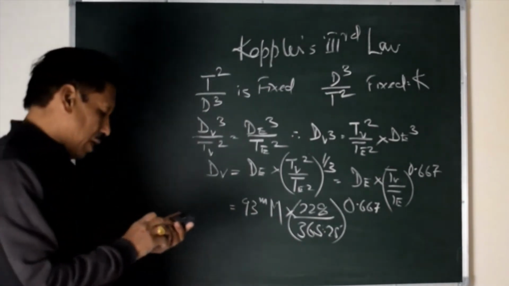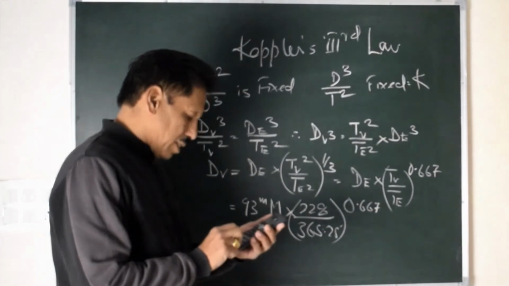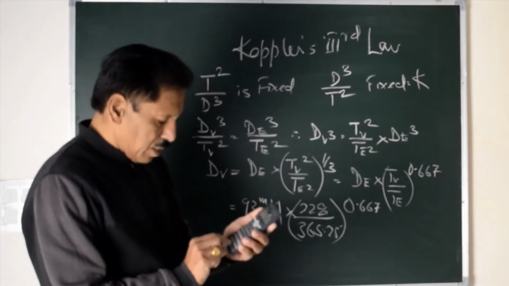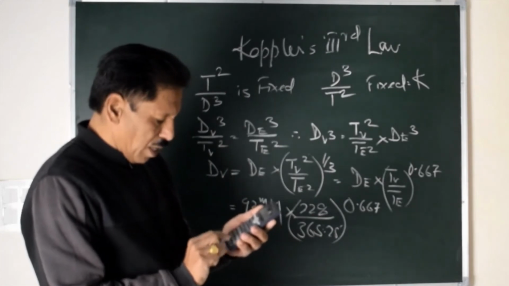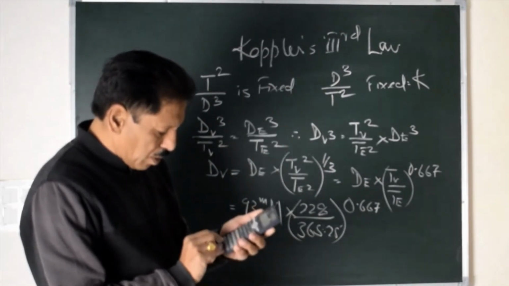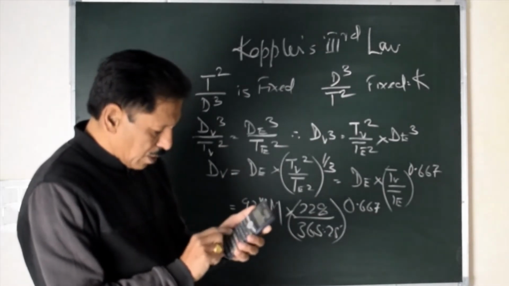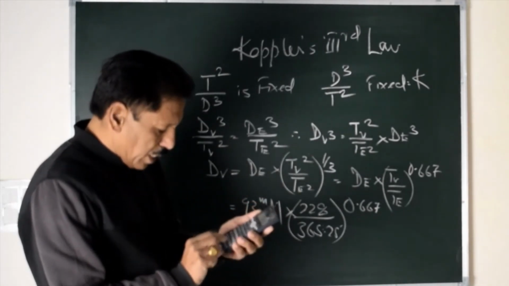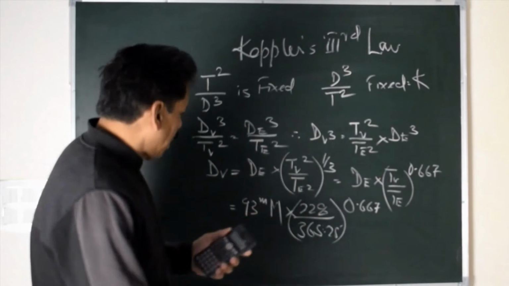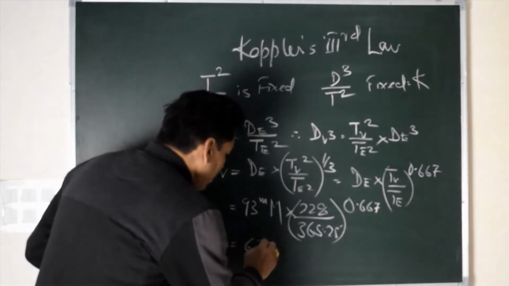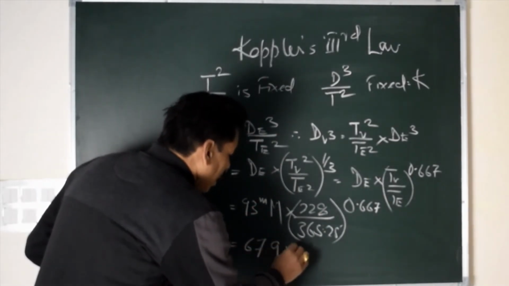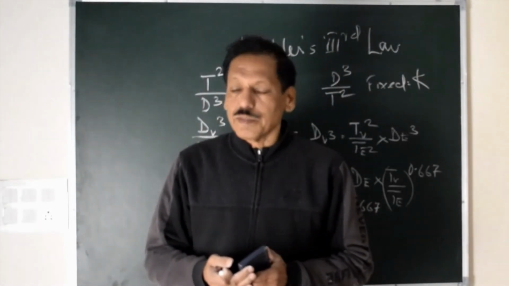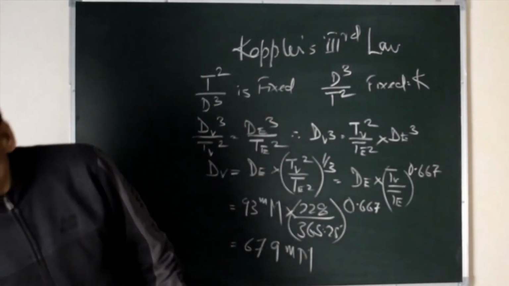If we put in these values, that is 228 divided by 365.25 to the power 0.667, multiplied by 93, that gives me 67.9 million miles. That is the distance of Venus from the Sun, right?